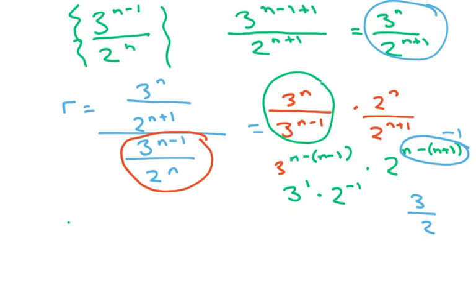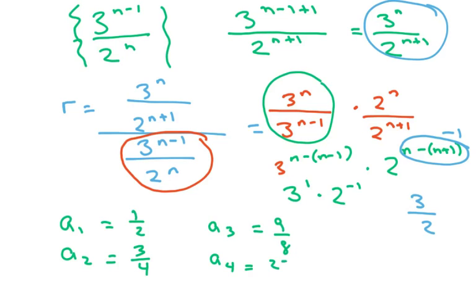And when you plug your terms in, you can plug it in. You're going to get a sub 1 is going to end up being 1/2. A sub 2 is going to be 3/4. A sub 3 is going to be 9/8. And a sub 4 is going to be 27 over 16. You're just plugging in these index numbers here. Alright.